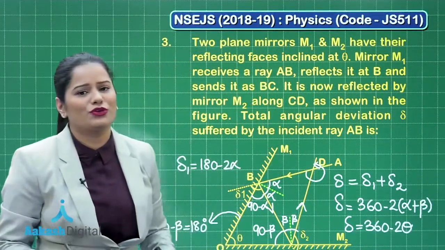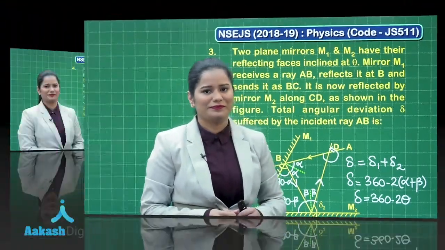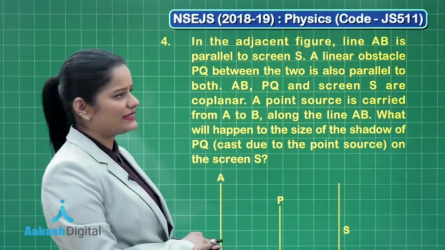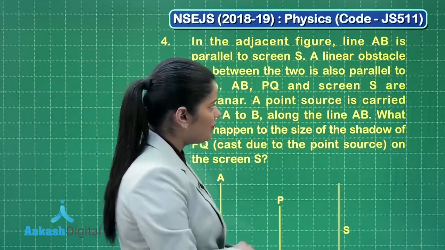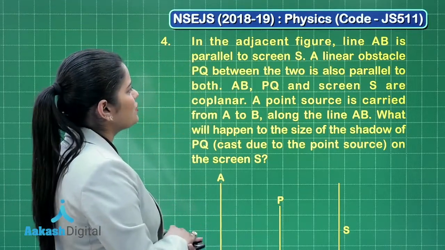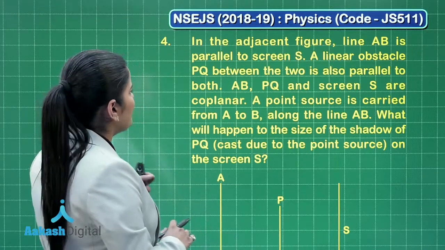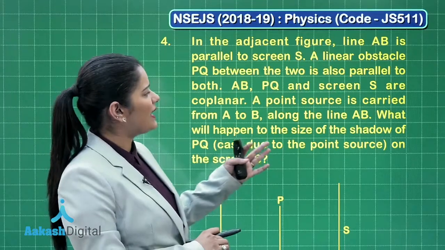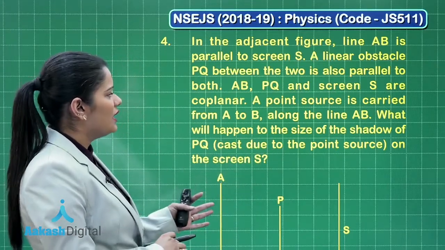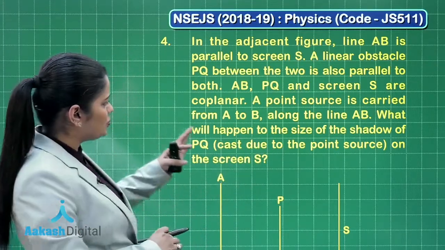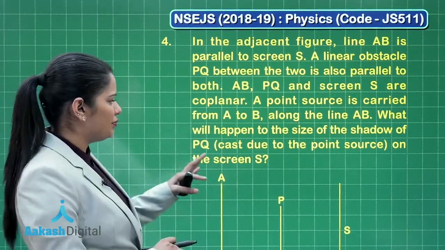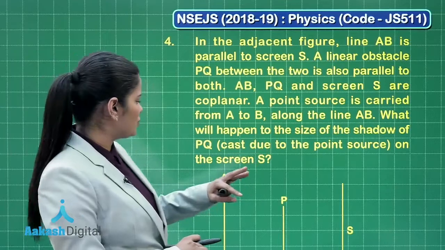Now let's quickly move on to the solution for the next question. Hey, so here we have this next question, that is question number 4. This says in the adjacent figure, line AB is parallel to screen S. A linear obstacle PQ between the two is also parallel to both. AB, PQ and screen S are coplanar. A point source is carried from A to B along the line AB. What will happen to the size of the shadow of PQ cast due to the point source on the screen?